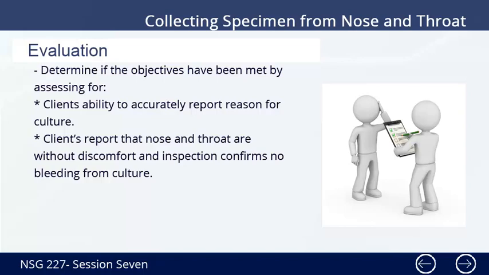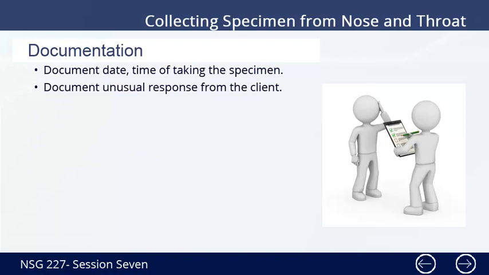Evaluation. Determine if the objectives have been met by assessing for client's ability to accurately report reason for culture. Client reports that nose and throat are without discomfort, and inspection confirms no bleeding from culture. Documentation. Document date, time of taking the specimen. Document the usual response from the client.